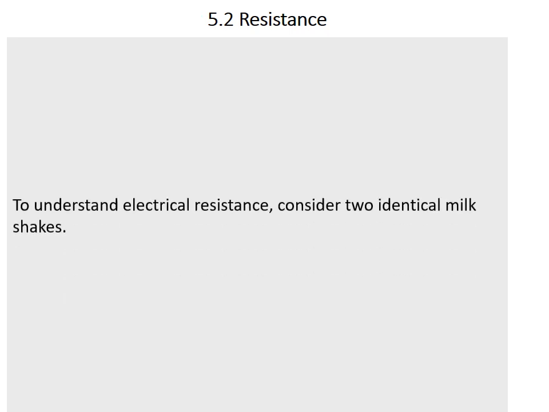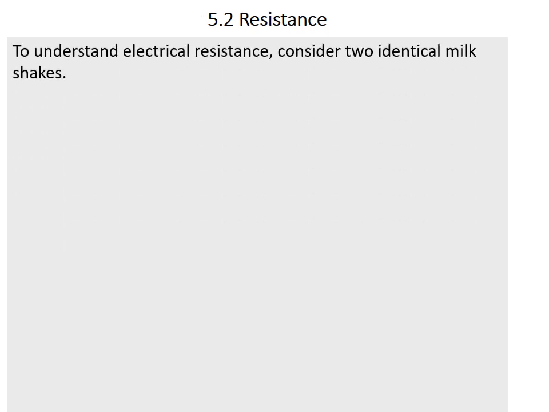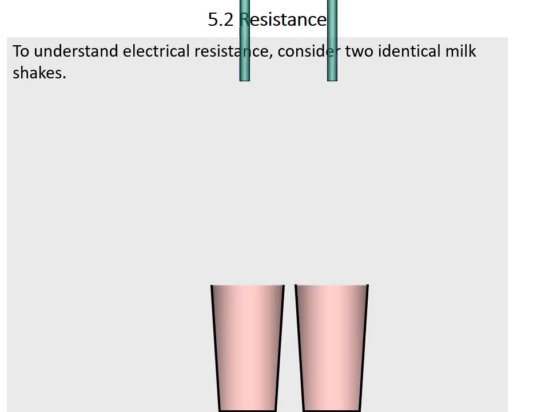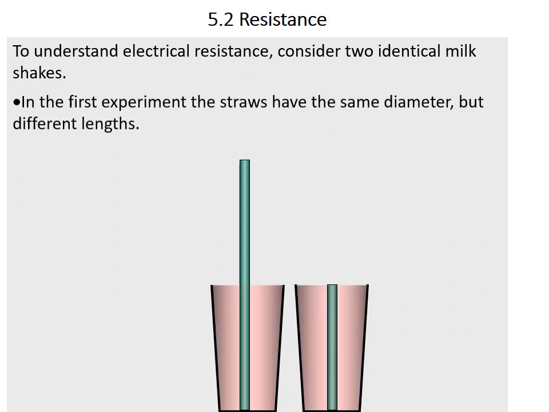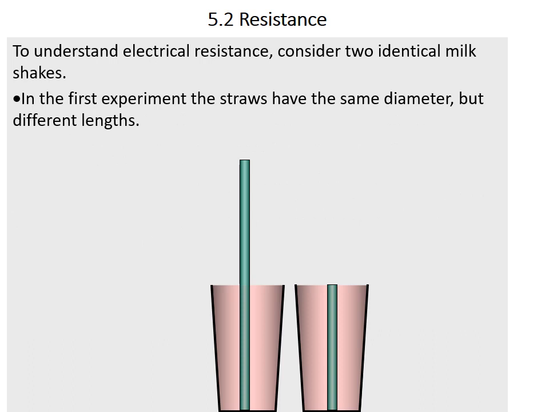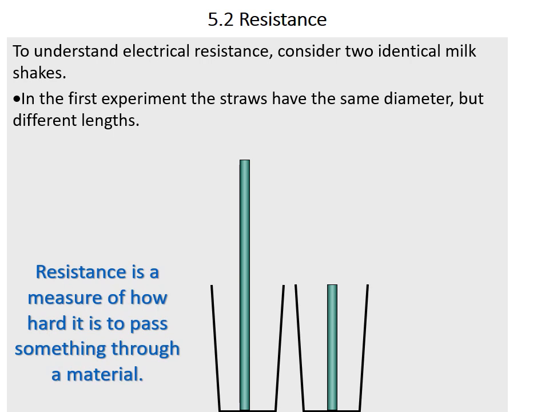So metaphors can be useful for understanding concepts like resistance. Let's consider two identical milkshakes shown. In the first experiment, the straws have the same diameter, but they have different lengths. So you can see it's easier to drink the milkshake from the right glass. Again, resistance is a measure of how hard it is to pass something through a material. Resistance then is proportional to length.